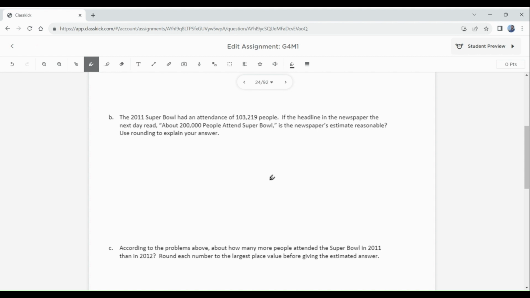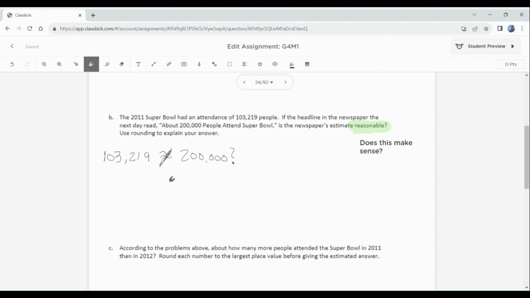Letter B says the 2011 Super Bowl had an attendance of 103,219 people. If the headline in the newspaper the next day read about 200,000 people attend Super Bowl, is the newspaper's estimate reasonable? Use rounding to explain your answer. And I'm just going to take a second to really talk about this word reasonable. When you read this word reasonable in a word problem, what I want you to think is, does it make sense? Is that estimate reasonable? Does it make sense to say that 103,219 would round in any capacity to 200,000? And the answer would be no way.